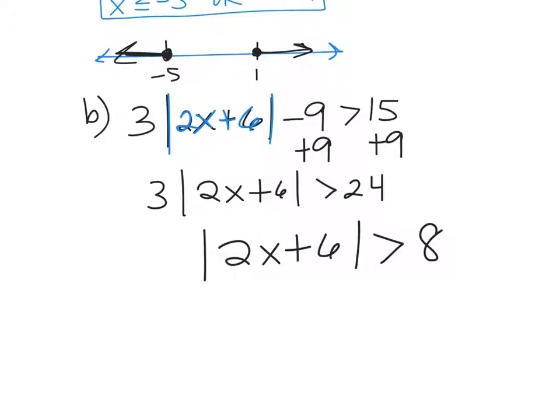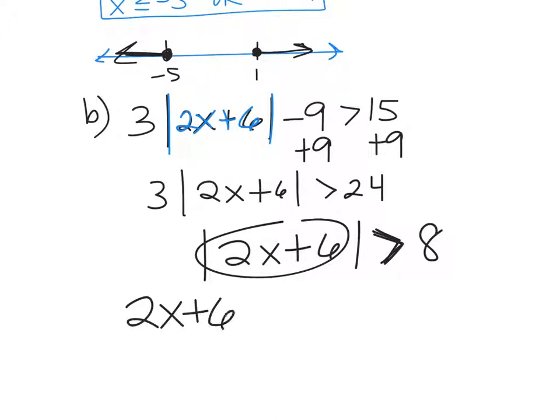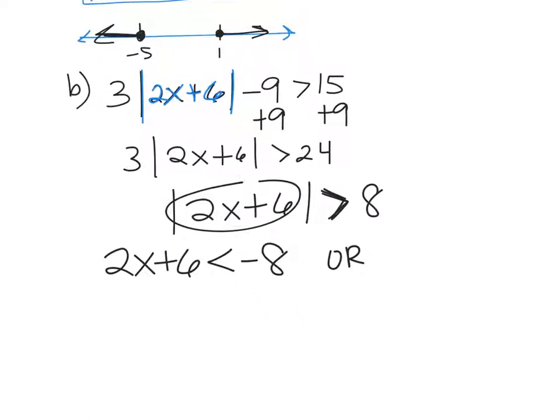Now let's set it greater than. So this is a greater problem. And when this whole thing is greater than 8, that means it could be smaller than negative 8 on the number line. Go way past negative 8. Or it could be greater than positive 8. So we flip the sign, and then we don't flip the sign.